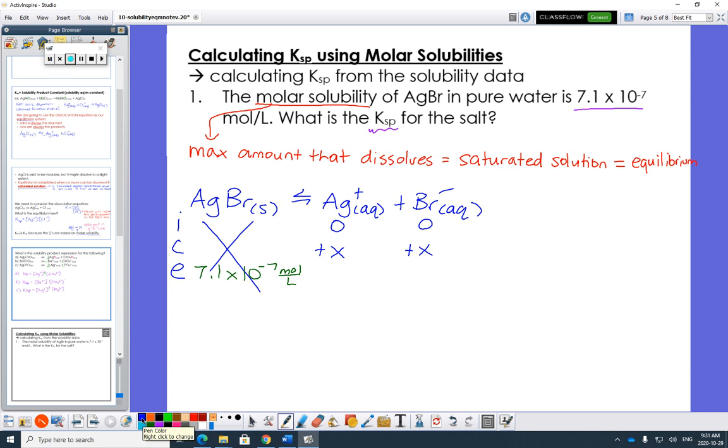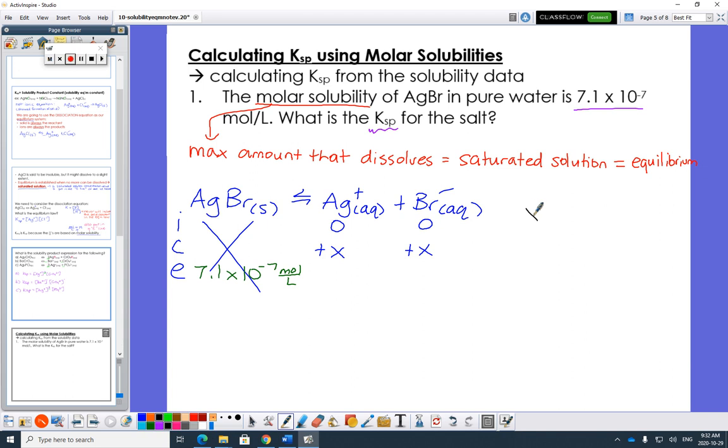However, we don't care about the solid because it doesn't affect the equilibrium. But logically, if this is 7.1 times 10 to the negative 7, these two will be the same because it's all 1 to 1 to 1. So you could do stoichiometry. You could do the ratio thing.